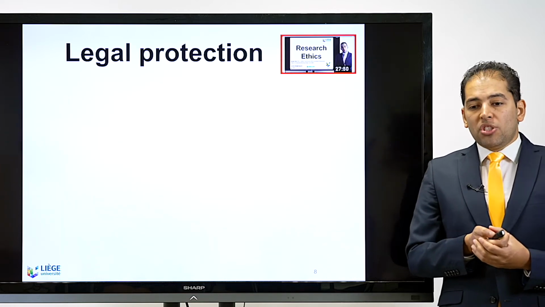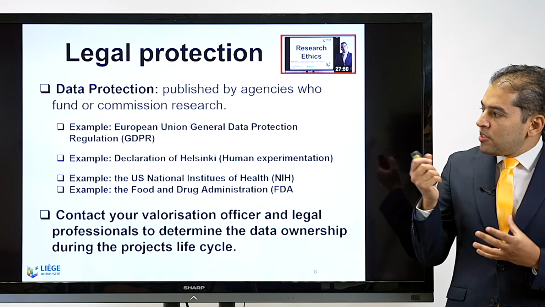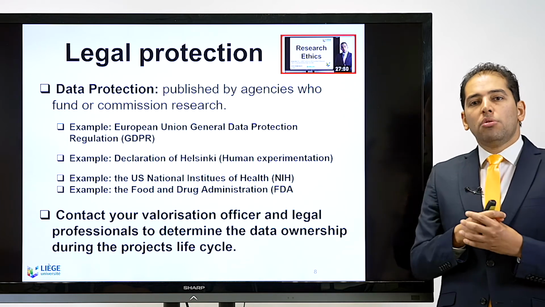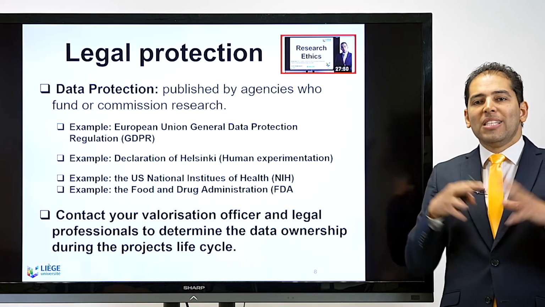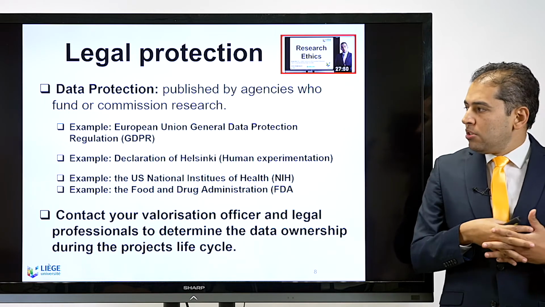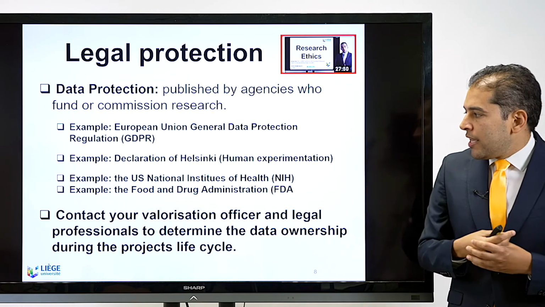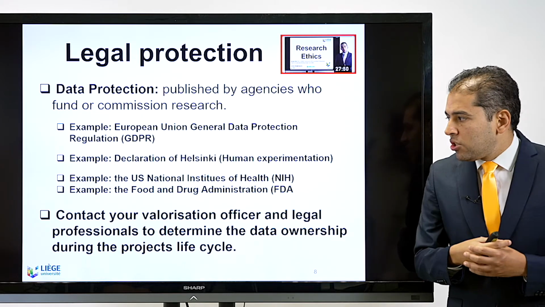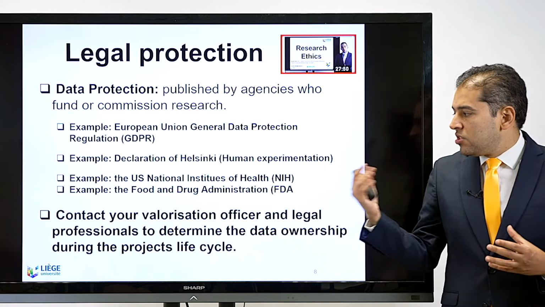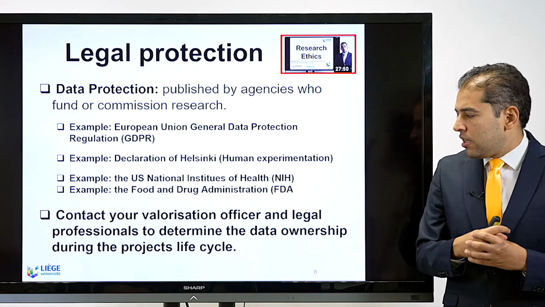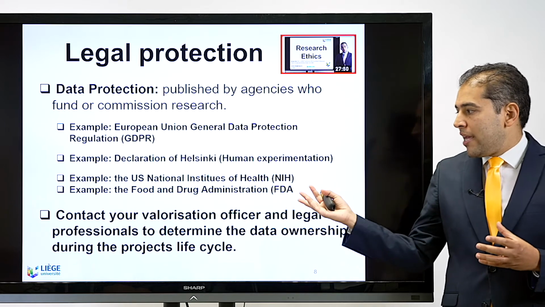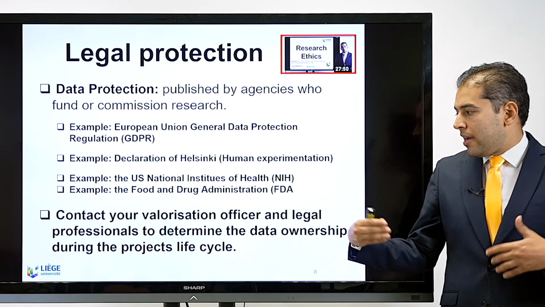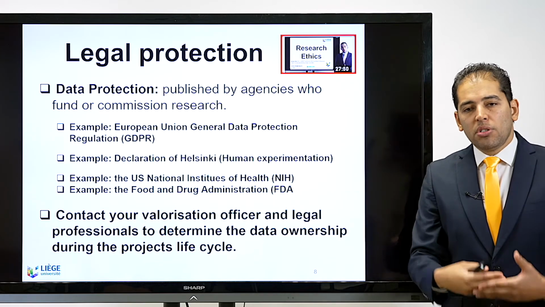Now there are legal protection aspects. I previously talked about ethical concerns in a previous lecture if you are interested, but in general when we talk about legal protection for personal data, it's not only the GDPR in the European Union, but we can find examples also in the Declaration of Helsinki, which is talking about the rules for human experimentation. We can find in the United States the National Institutes of Health, the NIH for example, also the FDA in the United States.